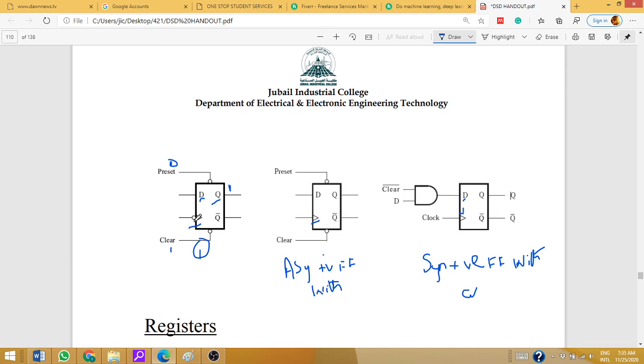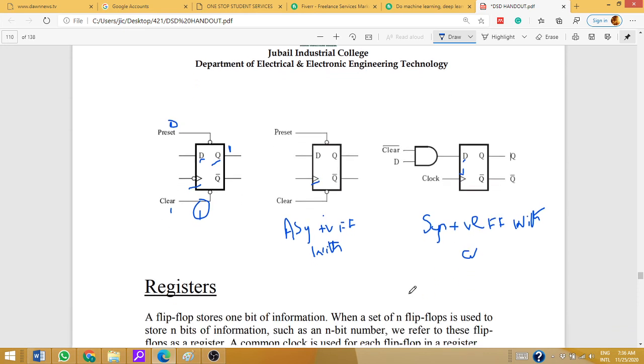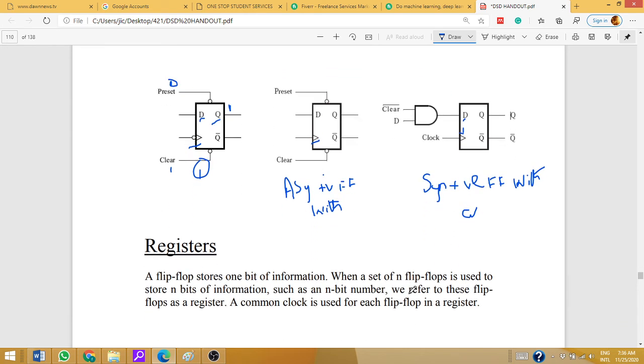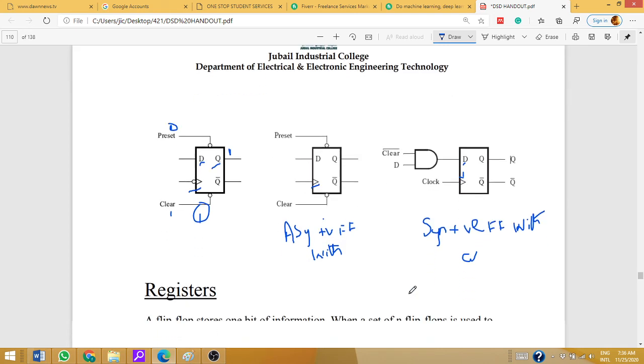First one is a negative edge D flip flop, asynchronous. Here it is asynchronous positive edge with preset and clear, active low. And this is a synchronous D flip flop with clear, active low clear. Okay, so these are what we discussed, all flip flops. This is the end of flip flops.